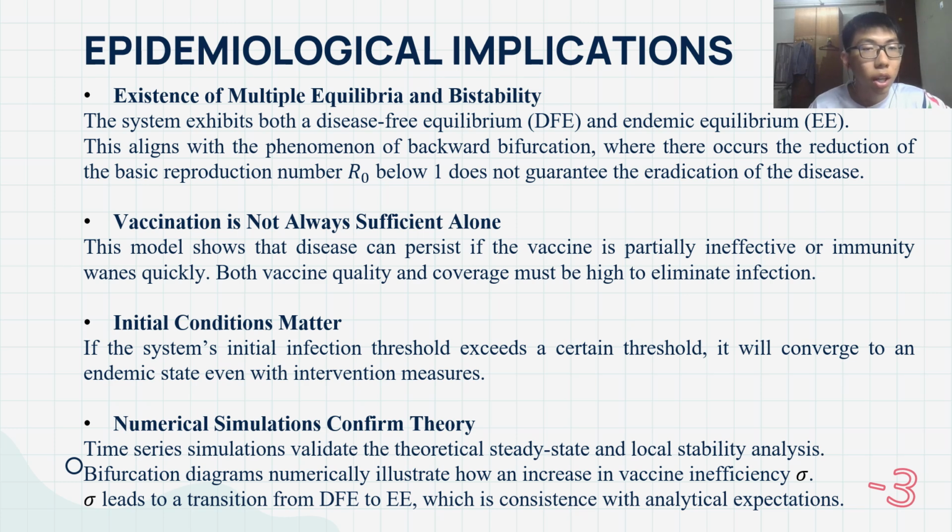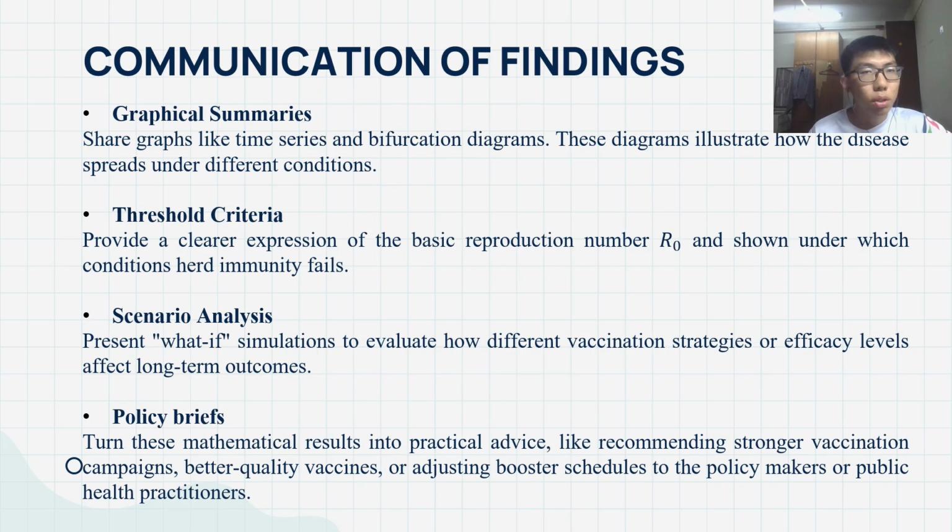And also, we use a time series simulation to validate the theoretical steady states and local stability analysis. We also show with the bifurcation diagram how an increase in the vaccine efficiency, which is sigma, will lead to a transition from DFE to EE. Next, we also show diagrams like time series and bifurcation diagrams, and we also provide the threshold criteria for each of them.